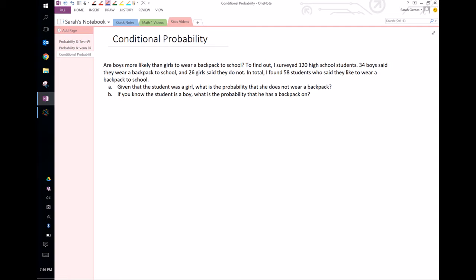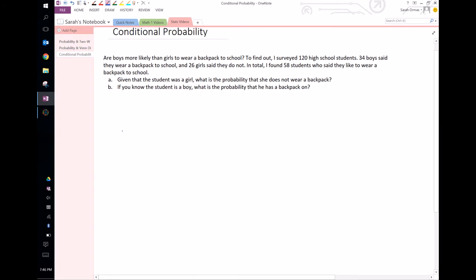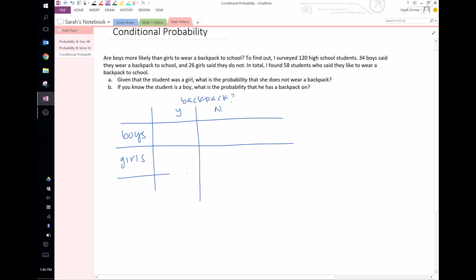And then we have 2 questions that are conditional probability. Before I answer those questions, I need to somehow organize my data. So I'm going to make a two-way table because that is my favorite type of display. On this side, we are talking about some boys and some girls. And over here, this is, are they wearing a backpack? So backpack, our options are yes or no. And then, just like always, I want to leave myself some space for totals.